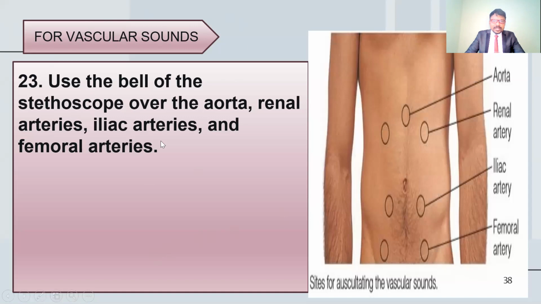So it will be over the stethoscope, over the aorta. At the aorta, this is the place where we can hear the aortic sounds. Next are the renal arteries, the femoral arteries, and the iliac arteries. If you know the surface anatomy, you know where to place the diaphragm of the stethoscope, and we also have to listen for the aortic sounds and renal artery sounds.